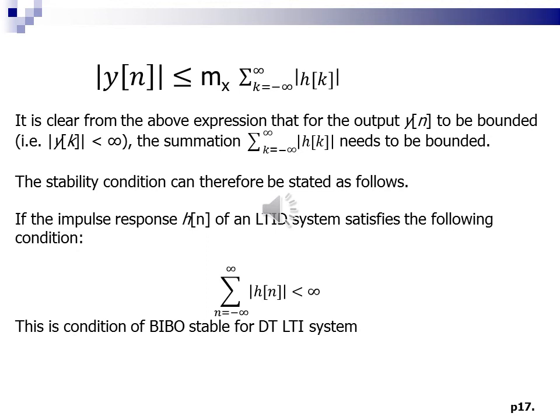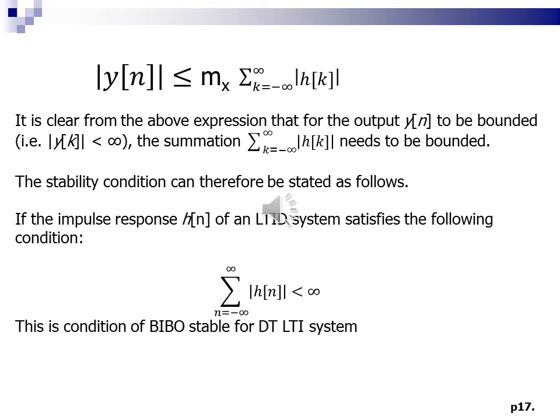Now what we want is that the system should be stable. A system will be stable when the output is less than infinity. I have two terms, m suffix x and the summation term. m suffix x is already a finite term, so what remains is the summation. As long as this summation of the magnitude of the impulse response is less than infinity, the output y will always be less than infinity.